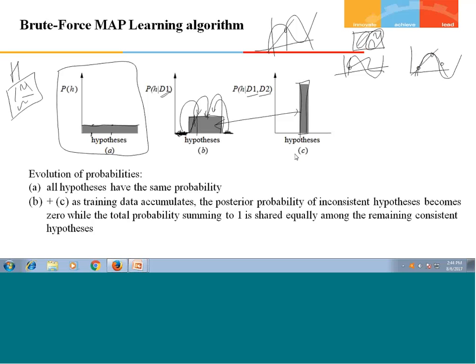Somebody is asking: in the example when H is consistent, you said only 3 hypotheses would result in the data. Does it mean that the other hypotheses are inconsistent? I am just explaining by taking an example. If in that example three hypotheses are consistent, it means that the other hypotheses are inconsistent. The same thing again and again.